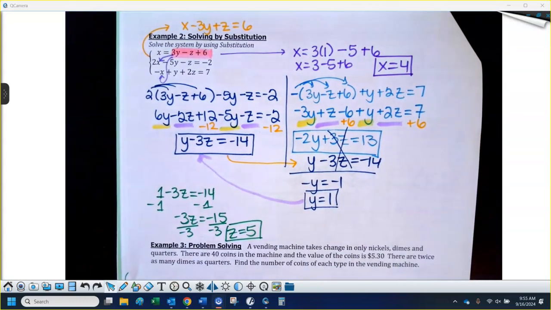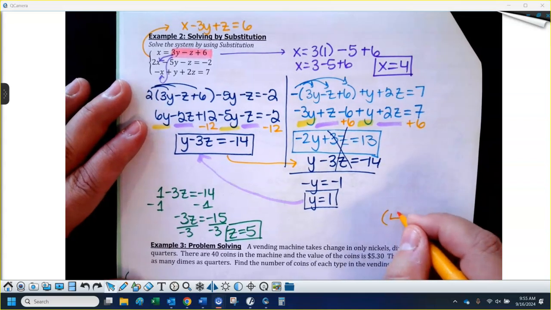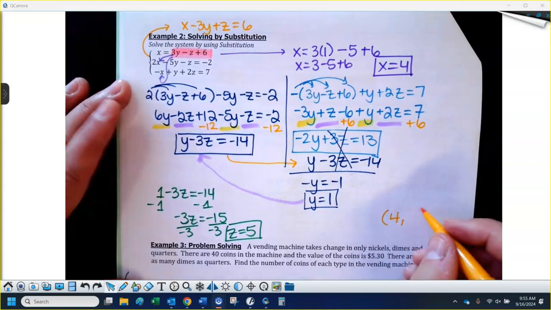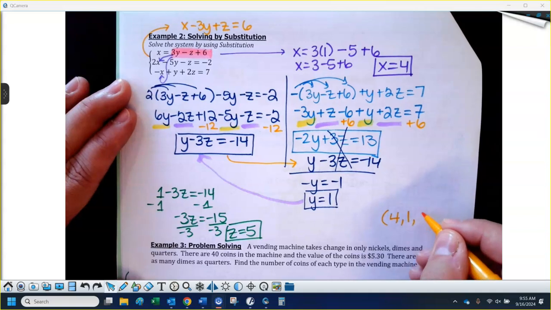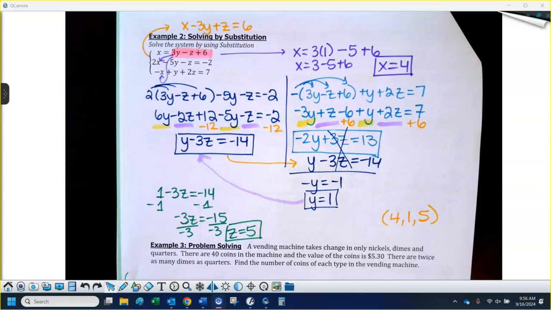Once you have all three, if you want to just leave it like that, I'm totally fine with it. If you want to write that as an ordered triple, X would go first, so the 4. Y would go second, the 1, and Z would go last, which would be the 5. That would be an ordered triple. But as long as you show me each of the 3 variables somewhere in the paper, I'm completely fine with that. Is anybody having a question?